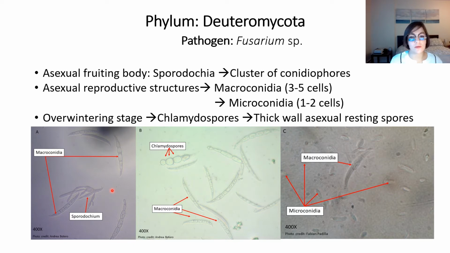And the asexual reproductive structures are also the macroconidia, which are these large structures, normally with 3 to 5 cells, and microconidia, which are these ones over here, which usually have only 1 or 2 cells, and it also has an overwintering stage, which is the chlamydospore, which is a thick-walled resting spore, and they are very round-shaped and they have a very thick cell wall, as we can see in this photograph.